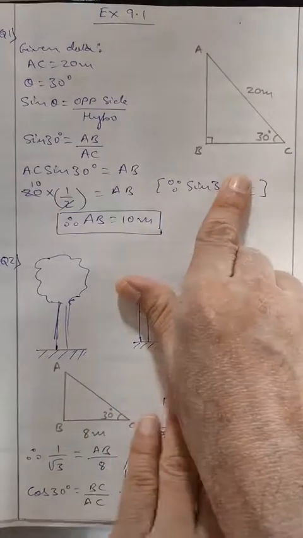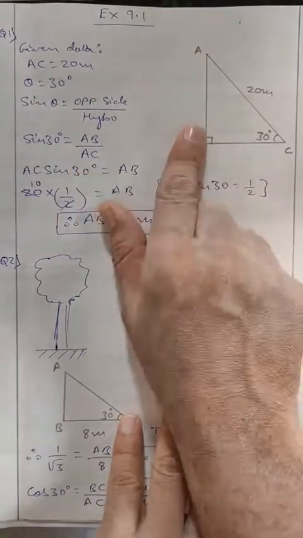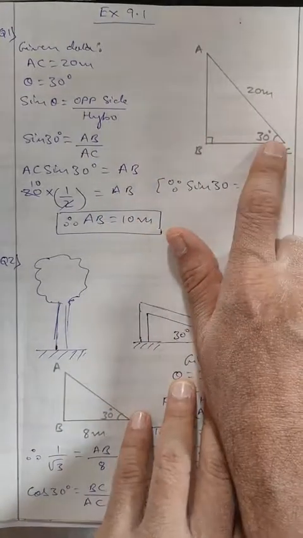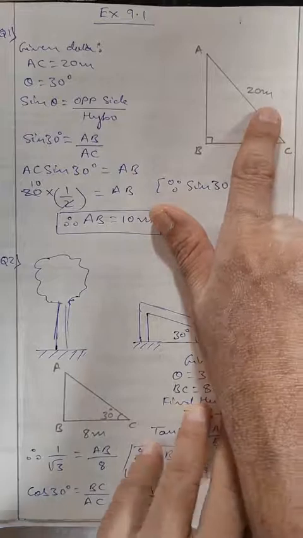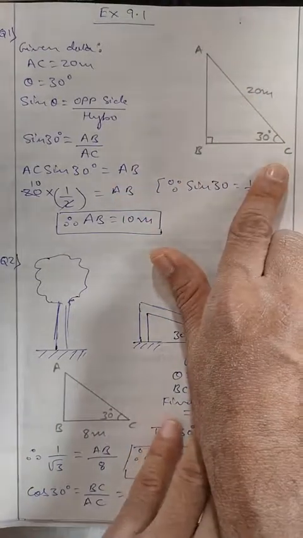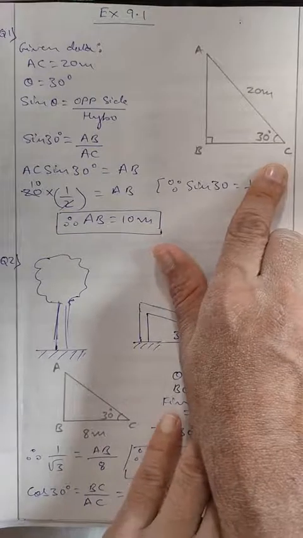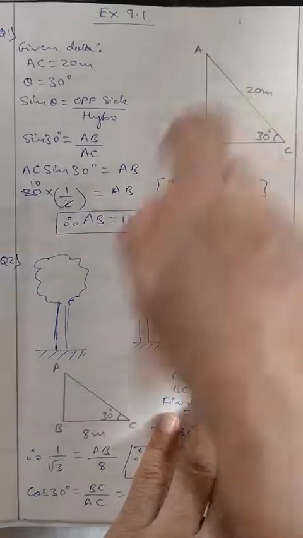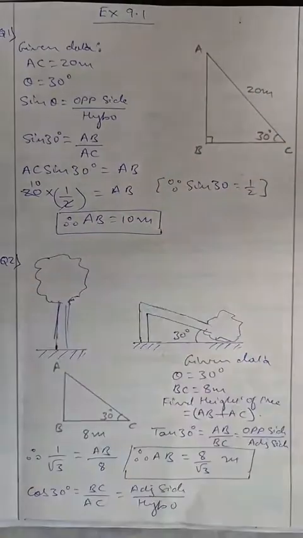So here is the figure. This is the tower. On the top of the tower the rope is bound. This is C, angle 30 degrees they have given, and this is the length of the rope they have given. If we make a right angle triangle, we can say the hypotenuse is given, angle 30 is given. What we need to find is the height, that is AB.